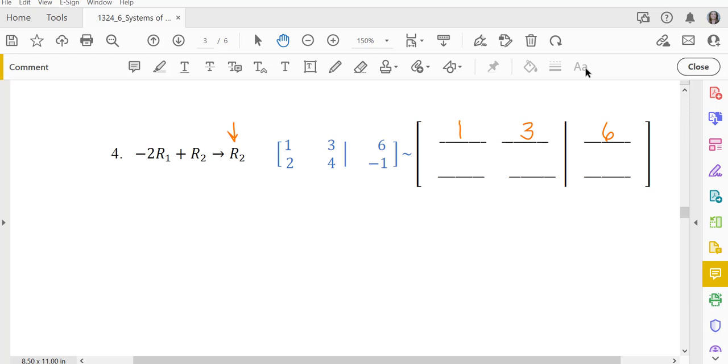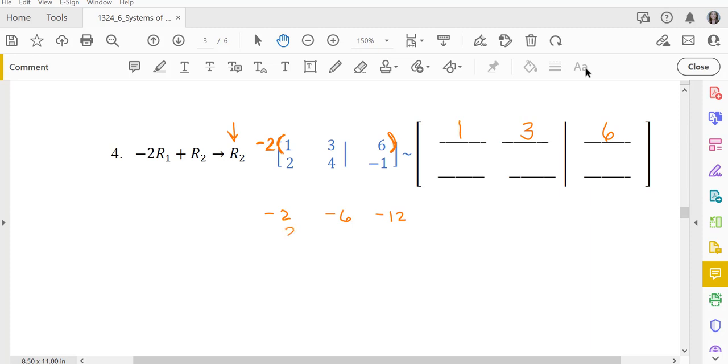All right, the row operations say to do -2 times row 1. First thing I'm going to do, -2 times row 1. What am I going to get? -2, 3, 6. No, sorry. -2, -6, -12. I've got to distribute. All right, I did -2 times row 1.